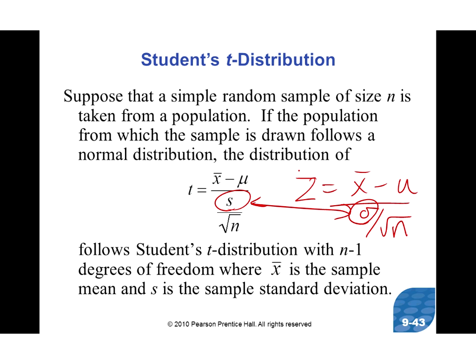Now, the t-distribution also uses this concept of degrees of freedom. Degrees of freedom is equal to n minus 1. So if you have a sample size of 25, your degrees of freedom is 25 minus 1, or 24. And you'll see degrees of freedom usually abbreviated as DF. So if you had a sample of, let's say, 29, then your degrees of freedom is equal to 28.